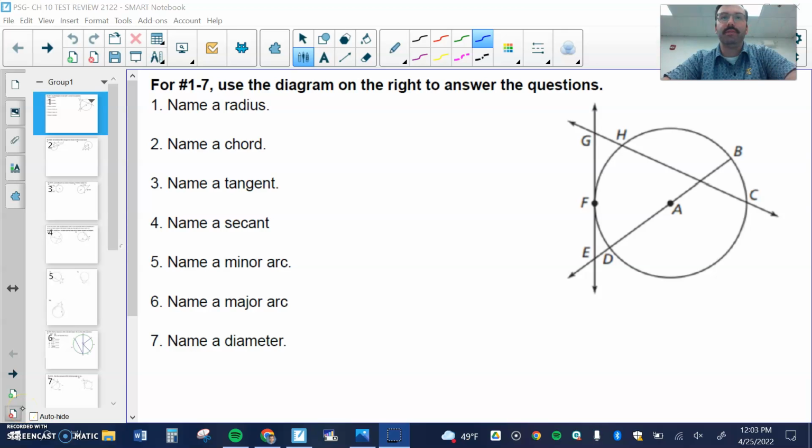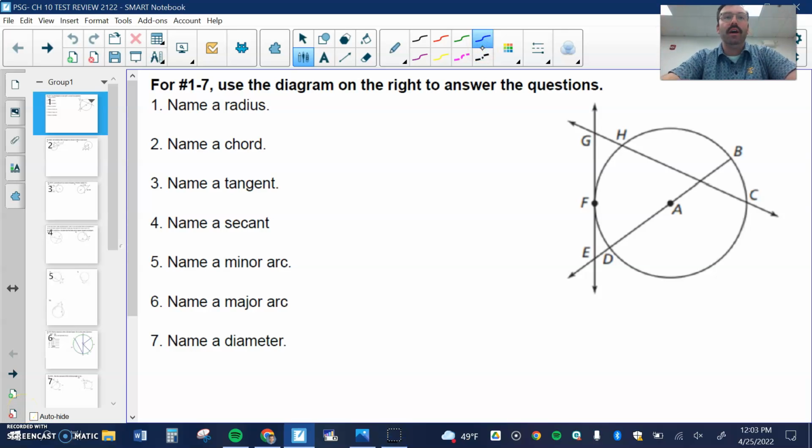Let's get going. Chapter 10 review packet. Okay. First one's 1 through 7, just asking you to name different segments in a circle. This section is most likely going to be matching on your test. Okay. Or multiple choice or something like that. But it's important that we know how to name them.